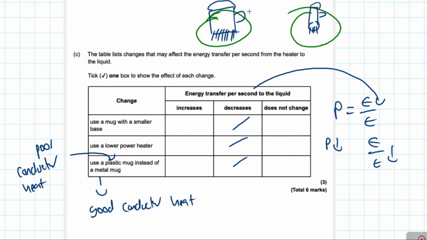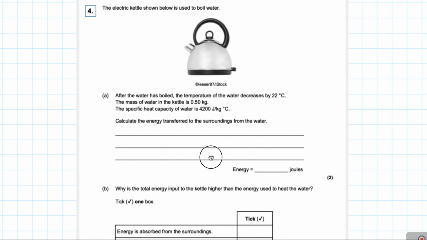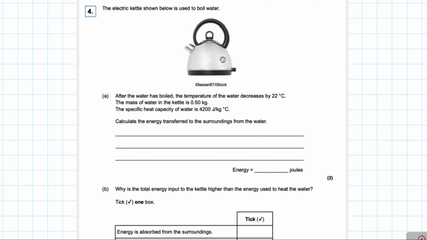And that brings us to the end of part C. Question 4. We have an electric kettle that's used to boil water. After the water is boiled, the temperature decreases by 22 degrees. The mass of the water is 0.5 kilograms, and the specific heat capacity of water is 4,200 joules per kilogram per degree. We want to calculate the energy transfer to the surroundings.